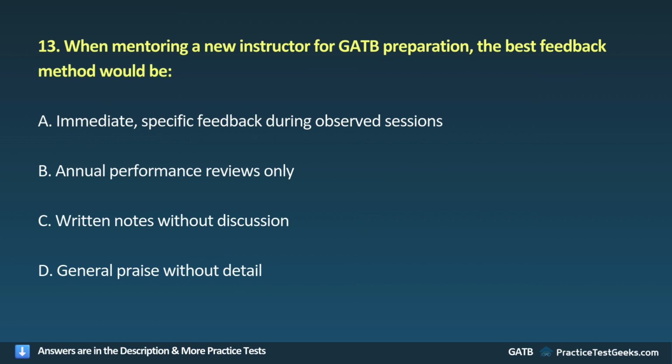13. When mentoring a new instructor for GATB preparation, the best feedback method would be: A. Immediate specific feedback during observed sessions. B. Annual performance reviews only. C. Written notes without discussion. D. General praise without detail.